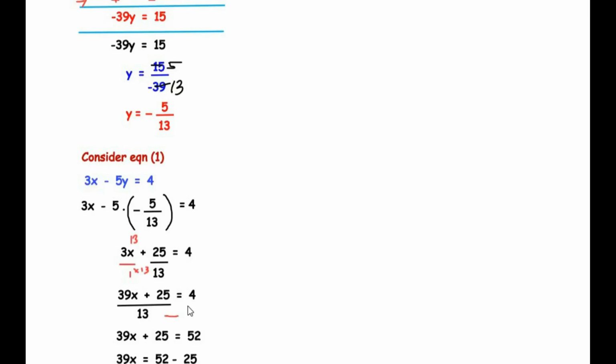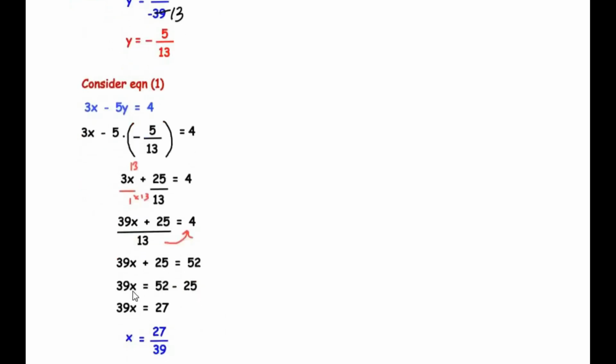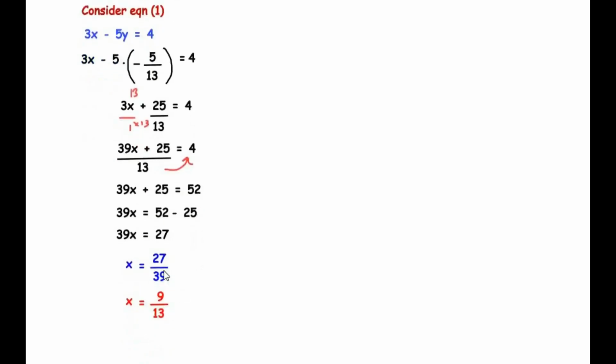Now 13 goes on the other side of equal to sign and multiplies with 4, giving us 39x plus 25 is equal to 52. Now taking 25 on the other side of equal to sign, we get 39x is equal to 52 minus 25. So 39x will be equal to 27. Now taking 39 on the other side of equal to sign, we get the value of x as 27 over 39.